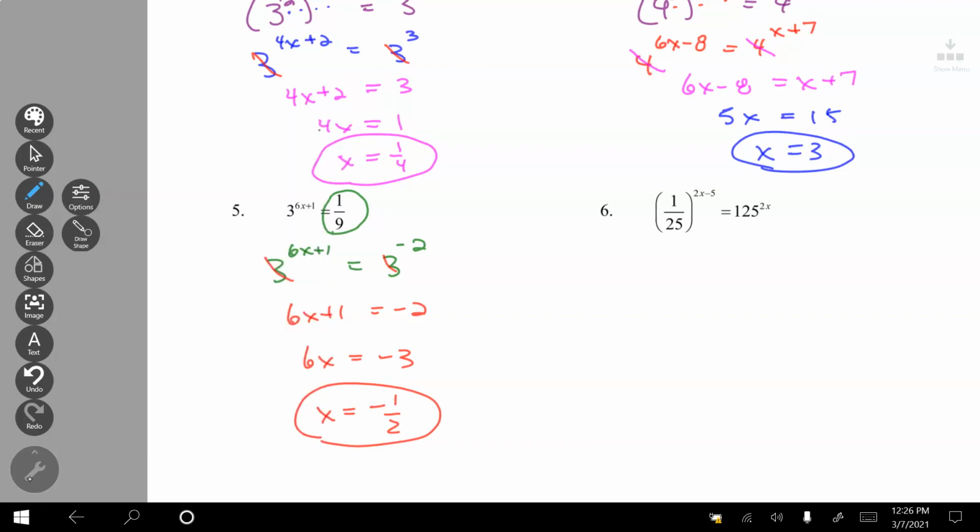And for this next one, I think I'm going to use base 5, so this becomes 5 to the negative 2.